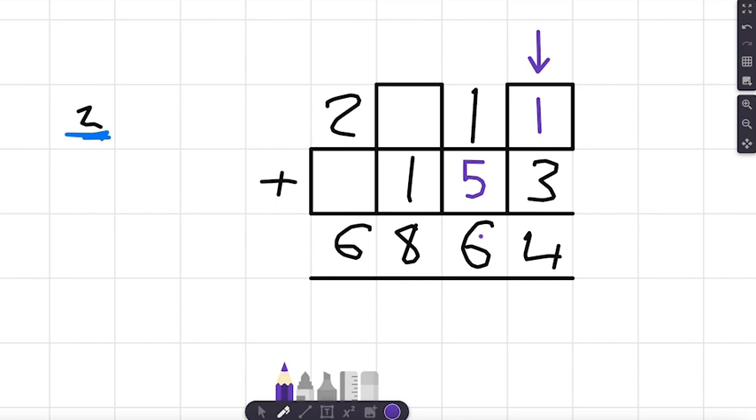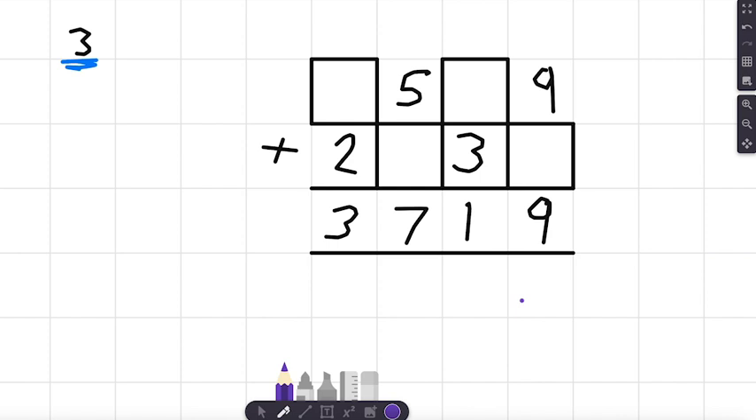So 1 plus 5 is 6, or 1 ten plus 5 tens is 60, because this is the tens column. Moving to the hundreds column, we have something plus 1 is 8. This must be a 7. 7 hundreds plus 100 will give us 8 hundreds. And for the thousands column, 2 plus something is 6. This must be a 4. 2,000 plus 4,000 gives us 6,000. And there's number 2 done.